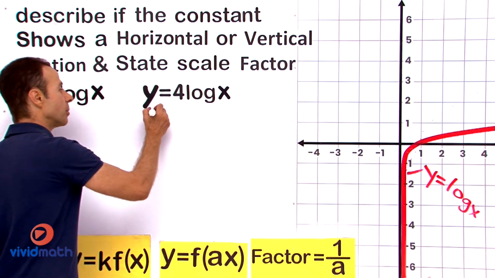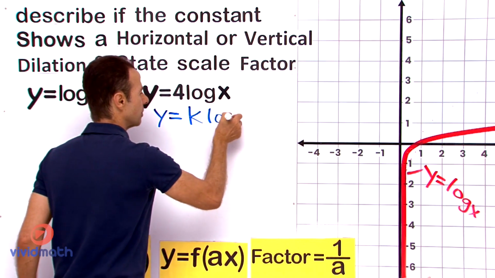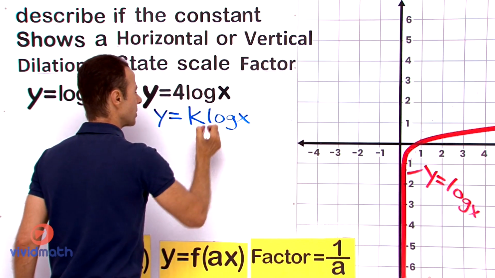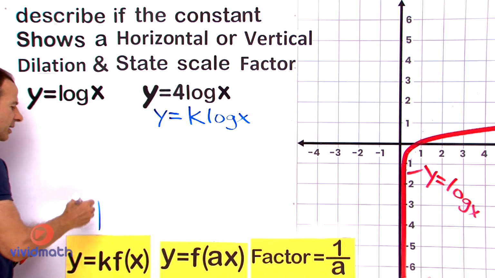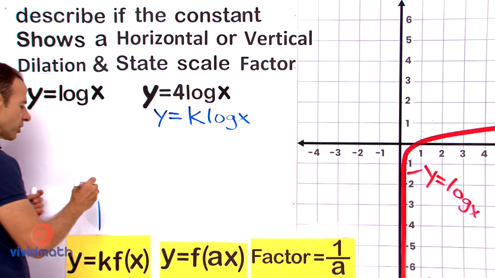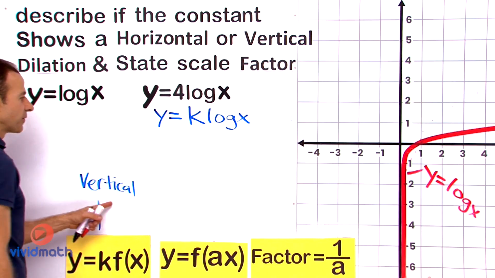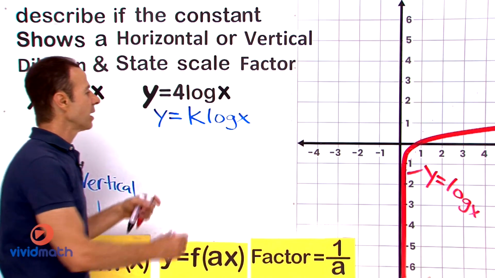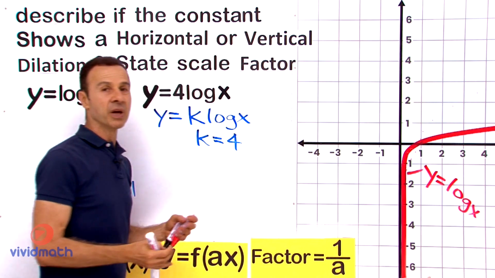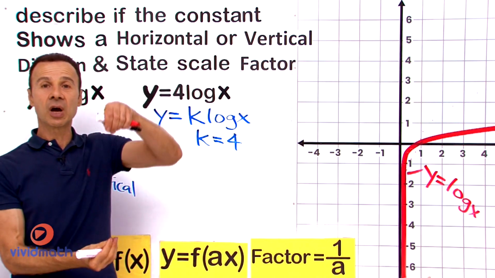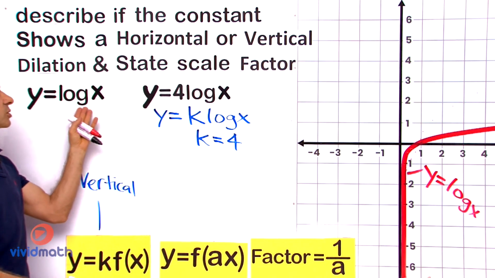So this is in the form of y is equal to k log x. It's in this format where k is the vertical dilation factor. And in this instance, k is equal to 4. And what does that mean vertically? It means that it's 4 times as tall as the original parent function, which is y equals log x.